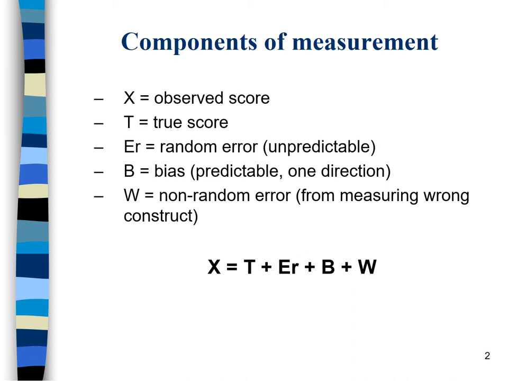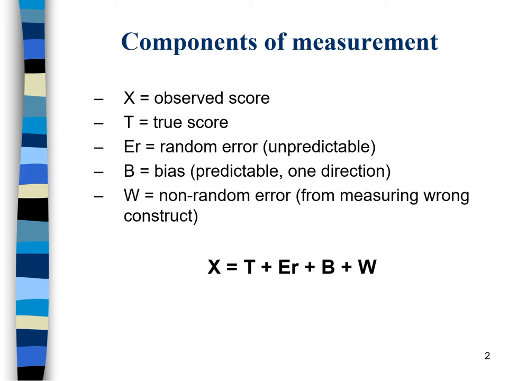The second source of error is bias. And bias, we're going to talk just a little bit about some of the sources that may contribute to bias also in this lecture. And then finally, we have that non-random error, which is represented by the W in this equation. And this is from when you're measuring the wrong construct. And this relates to validity, or the accuracy of what you're shooting for, or what you're trying to measure.